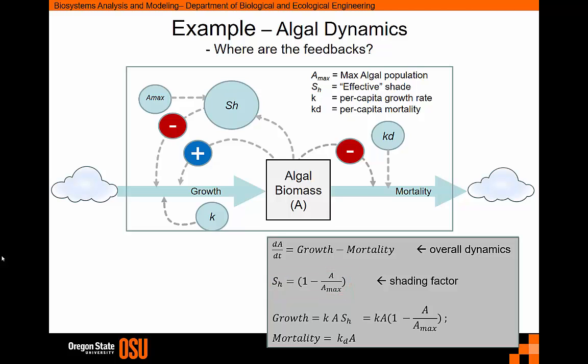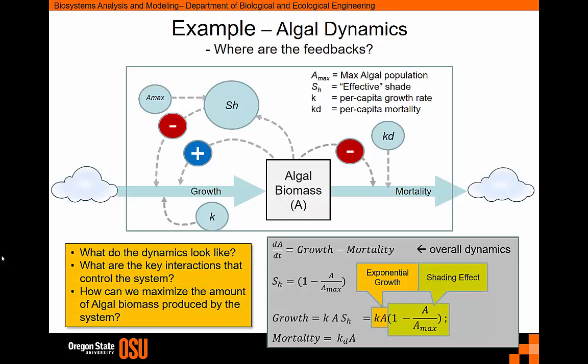The overall growth rate is determined by multiplying the per capita growth rate times the effective population, which is the current algal biomass level modified by the shading factor. Note that the growth term incorporates the positive feedback loop capturing exponential growth and a negative feedback loop capturing the effects of shading. Also note that in the differential equation dA dt, positive feedbacks show up as positive terms and negative feedbacks show up as a negative term.